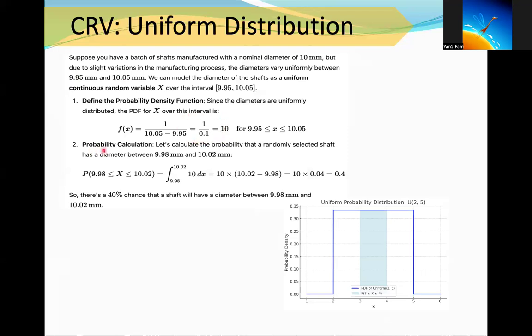Okay, probability calculation. Let's calculate the probability that a randomly selected shaft diameter is between 9.98 and 10.02. In order to do this, we do the integration, right? And you can get your value. Indirectly, this means that in this range, about 70% of the shaft diameters will fall, if this is uniform.